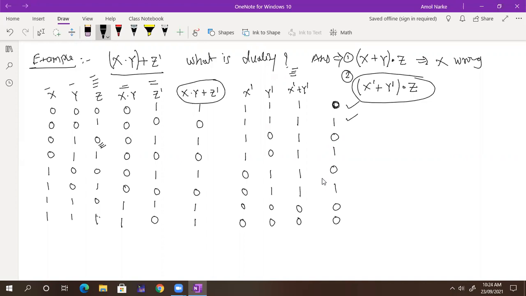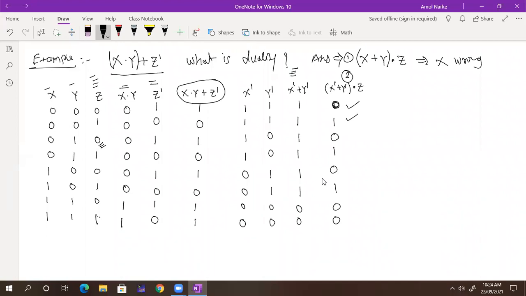So I think we have to take the negation of the whole. If we take the negation, exactly. Yes, not negation. Duality means what? I just write down here what I will get. Is the table for x dash, am I correct? X dash plus y dash into z.